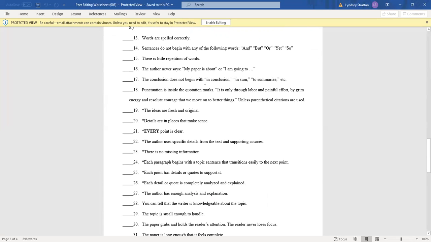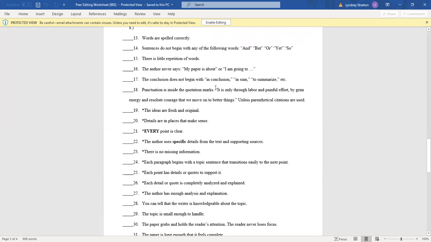The author does not say, "you are the author." My paper is about, I am going to explain, or I did this. This is what this means. The conclusion does not necessarily begin with in conclusion, in sum, in summation, to summarize, okay? Think of transition statements, guys.